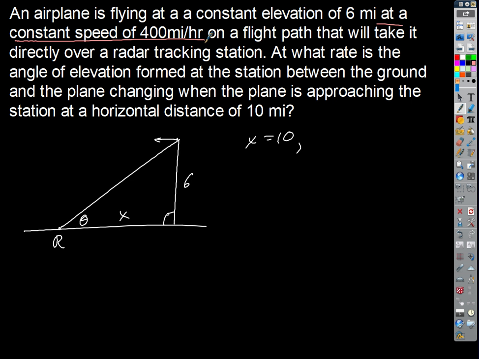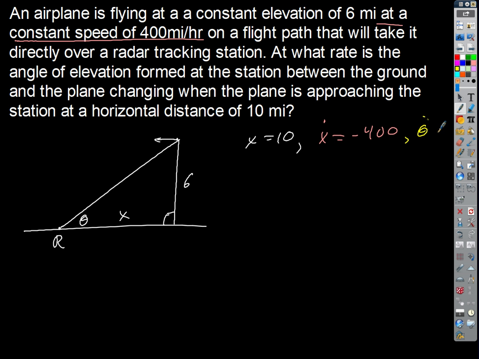Everybody agree? Negative 400, because if it's flying at a constant speed of 400 miles per hour, that's distance over time, right? And it's flying horizontally, so that must be the rate at which x is changing. That one's, to me, just a little trickier to see, but it makes sense. And because the distance is getting smaller, it's negative, right? So we get x dot equals negative 400, and we're looking for what?